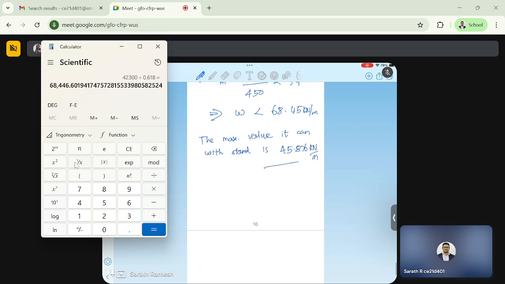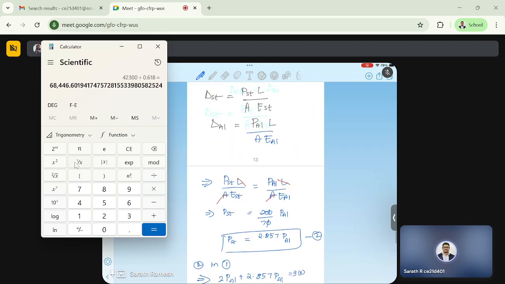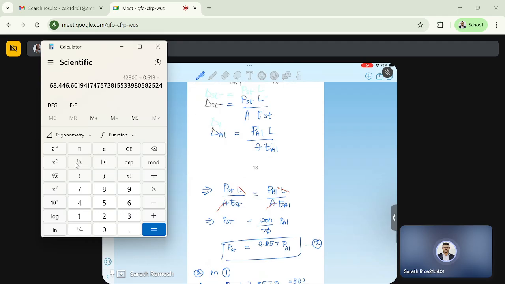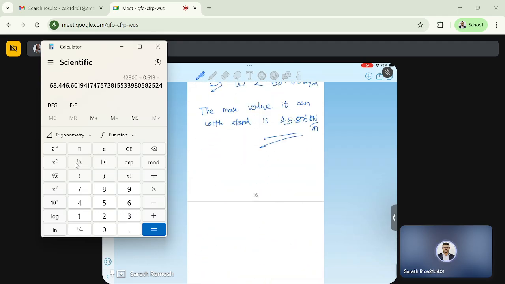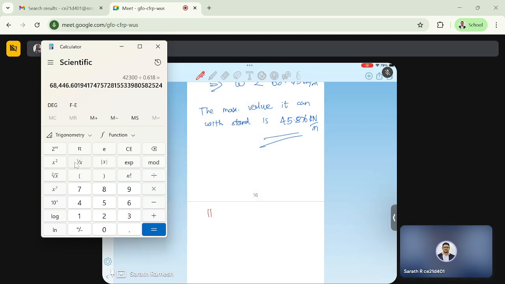Okay, that's it. Fine. So with this, we'll move on to the last variety of problems, that is involving thermal strains, temperature strains. Problem category number 3, thermal strains. Let's quickly recap a few concepts before we proceed with the problems.